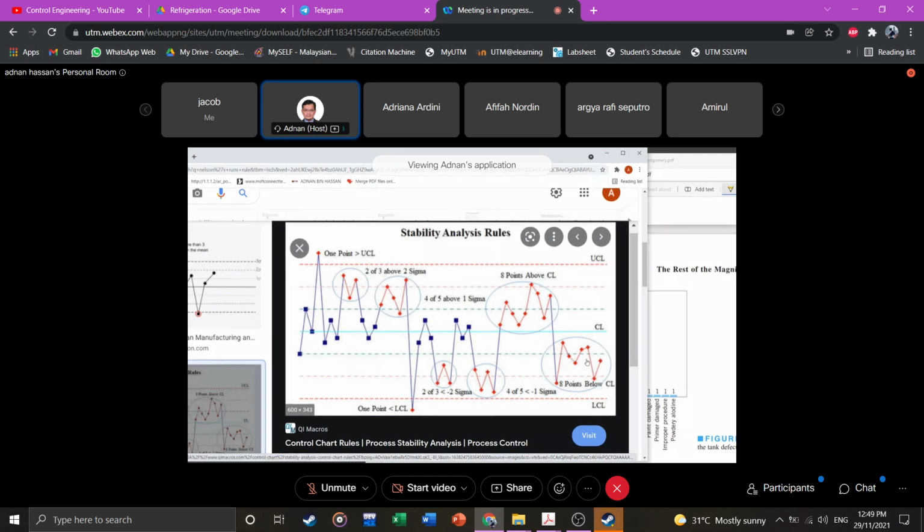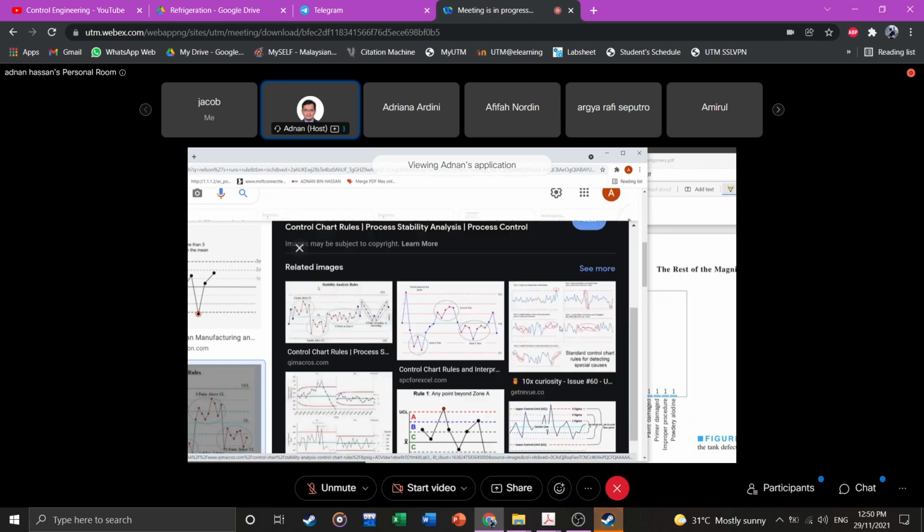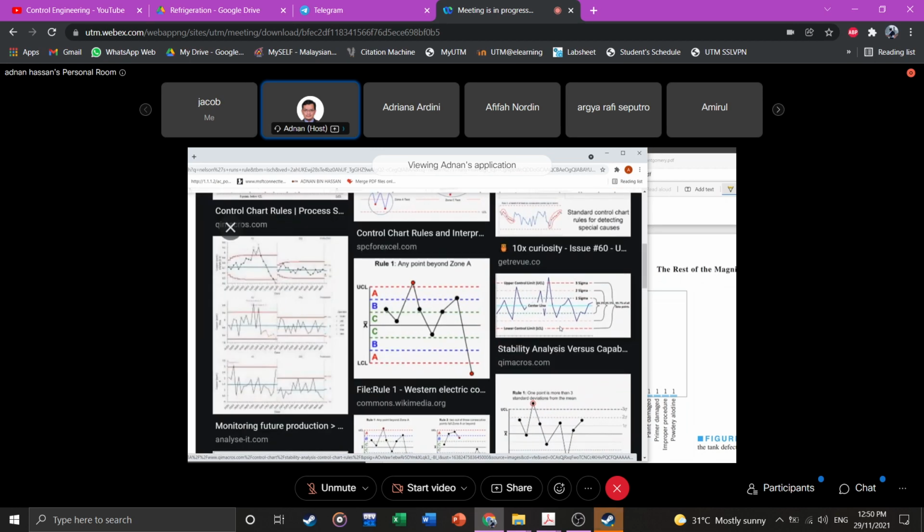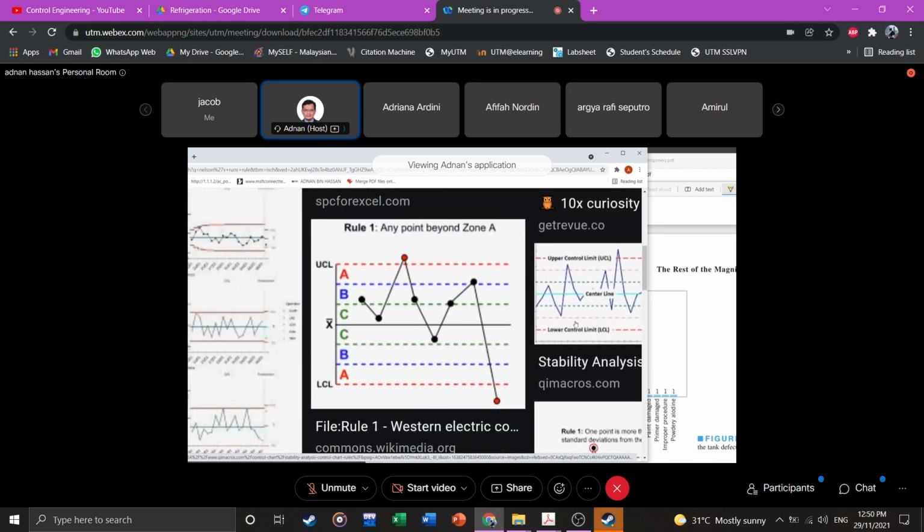So in some rules, the diagram is divided by A, B, C. But in this case, they divide by 1 sigma, 2 sigma, 3 sigma. So A, B, C is just labeling. Yeah, this is the one that labels using A, B, C. Instead of labeling this as 3 sigma, it says this is zone A, this is zone B, this is zone C. Okay, zone C, zone B, zone A.